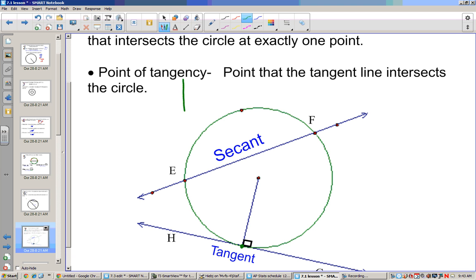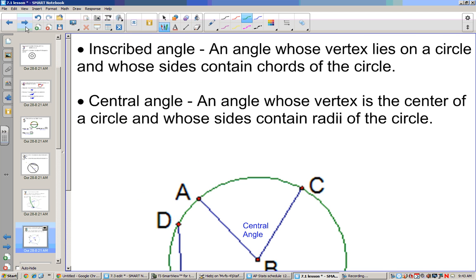And that point is called the point of tangency. So I'll draw a little arrow to that point. The point of tangency is the point that the tangent line intersects with the circle. So that little point right there we'll call the point of tangency. All right.